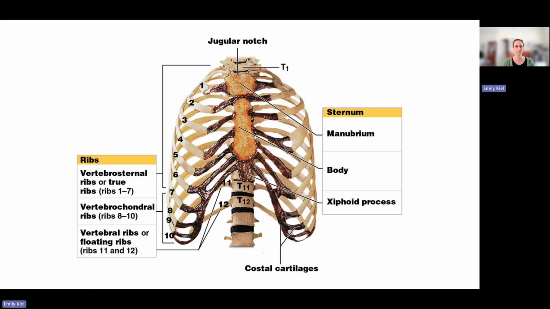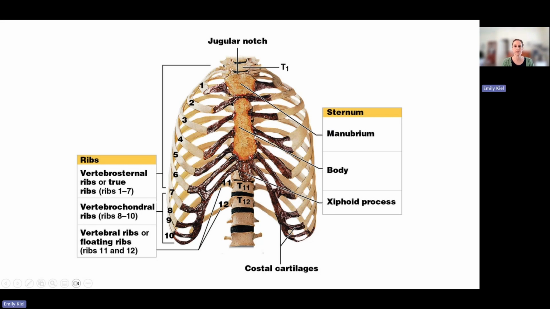Looking at your ribs, know if it's a true rib or if it's not a true rib, a false rib. Your vertebral sternal ribs or your true ribs are ribs 1 through 7. They attach to the sternum. Your vertebral chondral ribs are ribs 8 through 10. They don't attach directly to the sternum, but they have cartilage that will attach them to the other ribs. And then your vertebral ribs or floating ribs are ribs 11 and 12. You've got your costal cartilages, costal meaning having to do with the ribs.